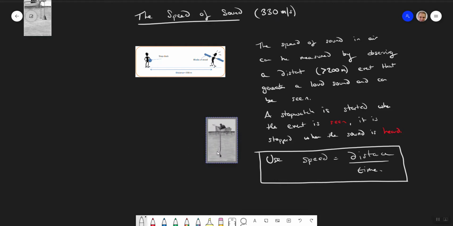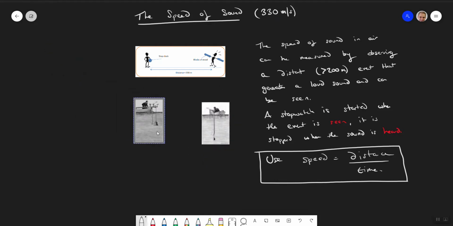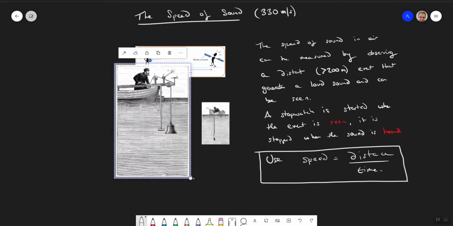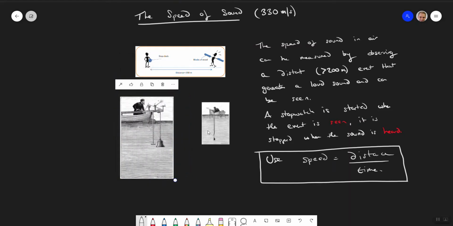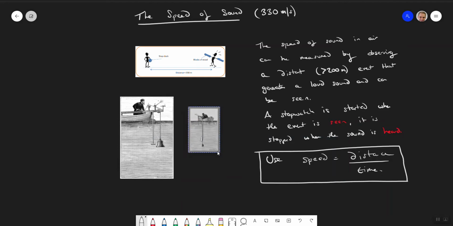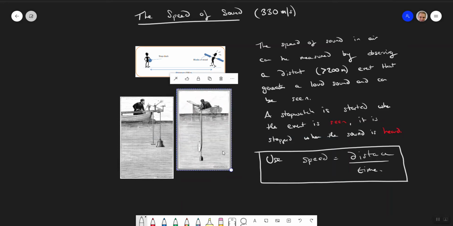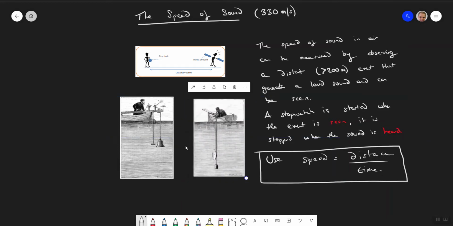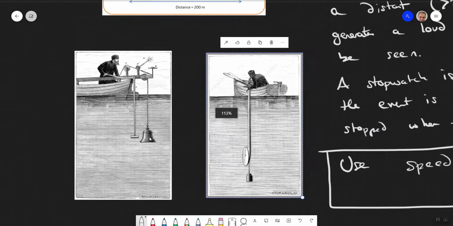Now, this actually also works even if you're in water. Back in 1826 at Lake Geneva, a scientist called Colladon and his associate, who I've no idea who he is, did an experiment to measure the speed of sound in water, and it's actually very, very similar. A hammer struck a bell, and at the same time as it struck the bell, a little gunpowder flash would go off.